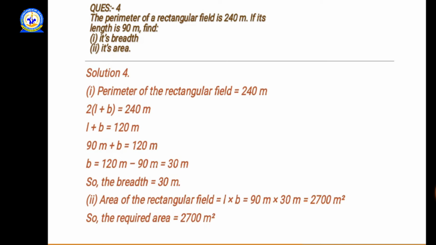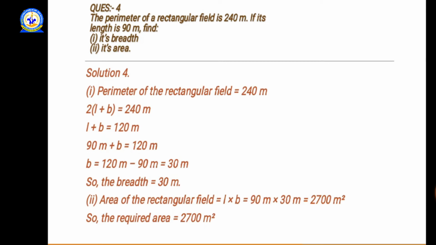Now in place of length, we will put the value of the length, that is equal to 90 meter. 90 meter plus breadth is equal to 120 meter. When 90 goes to the right hand side, it will be subtracted. So breadth B is equal to 120 meter minus 90 meter, that is equal to 30 meter. So the breadth of the rectangle is 30 meter.